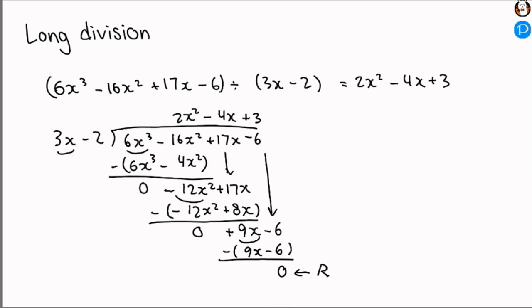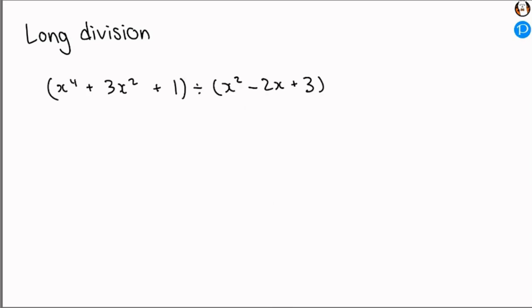Let's try another example. x to the power of 4 plus 3x to the power of 2 plus 1, all divided by x to the power of 2 minus 2x plus 3. First, let's put the second term on the outside. Then let's put the dividend in the inside.